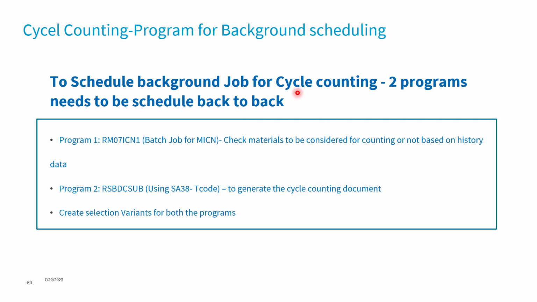So background scheduling is a combination of these two programs. Now what we are going to do is create the variant for both of these programs. We will create one variant with the selection parameters for program 1 and then for program 2, so that we can schedule the job in the background.